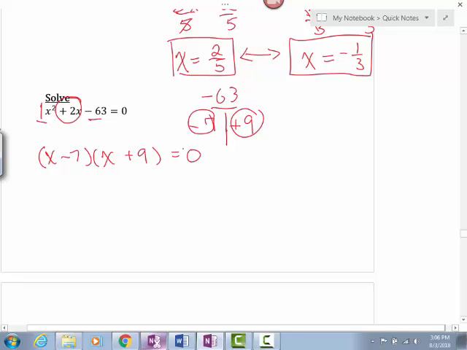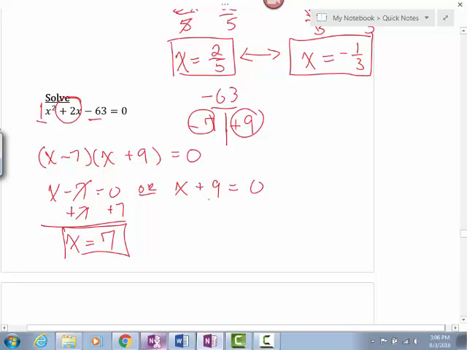Okay? And now this problem is just like the way we did the others. So I'm going to say, okay, well, x minus 7 equals 0, and x plus 9 equals 0. There's my little or in the middle. So now I'm going to go ahead and say, let's add 7 and add 7. So those will cancel. x is equal to 7. Over here I'm going to go minus 9 and minus 9. And 0 minus 9 is a negative 9.